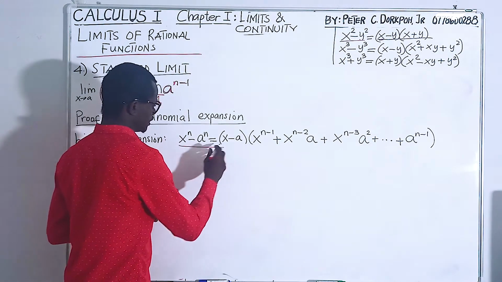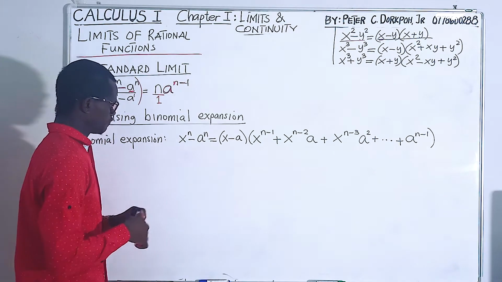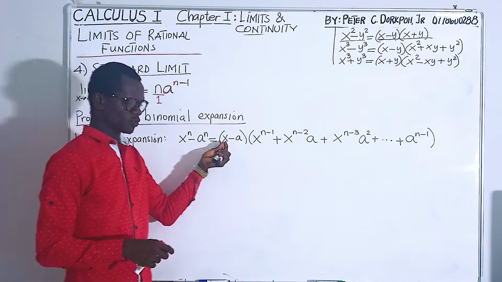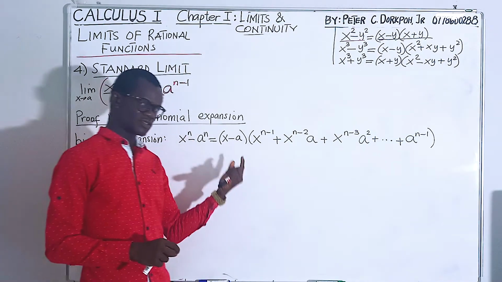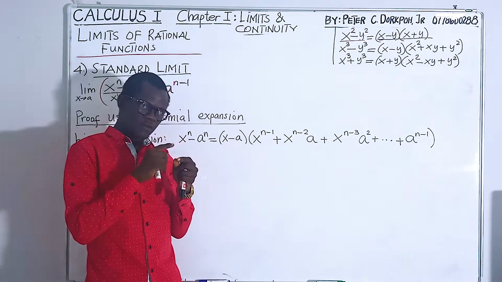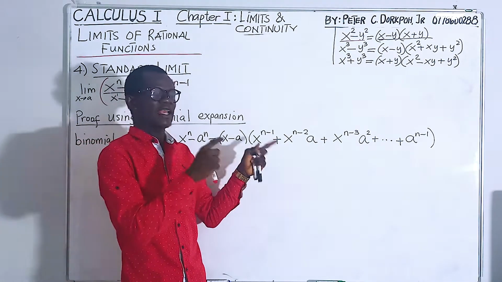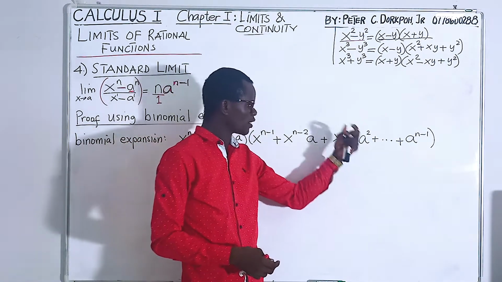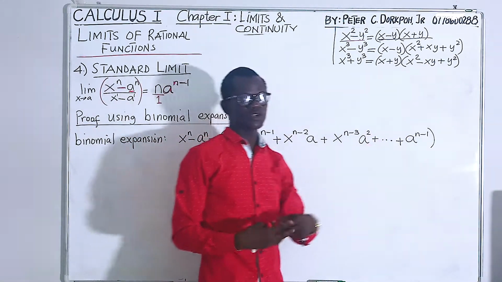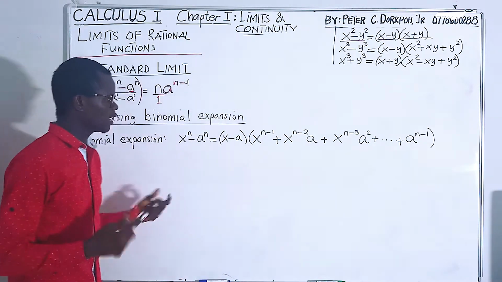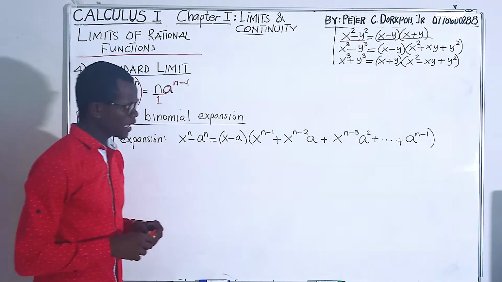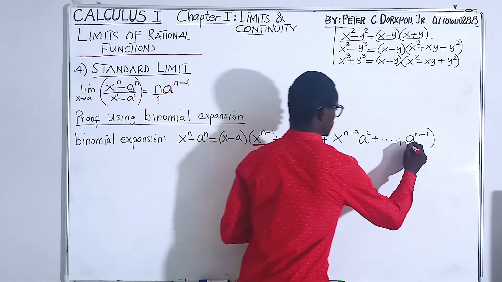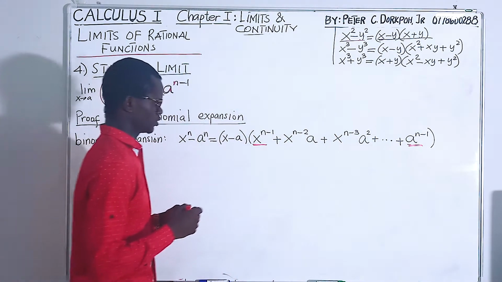Now we know that the general form for the binomial expansion in this form, x to the power n minus a to the power n, is just equal to x minus a times x to the power n minus 1, a raised to the 0 power, plus x to the power n minus 2, a raised to the first power, n minus 3, a raised to the second power, continuously until you reach the last one. So how do I know that I've reached the last one? You see this term, and you see this one? These are the last terms.